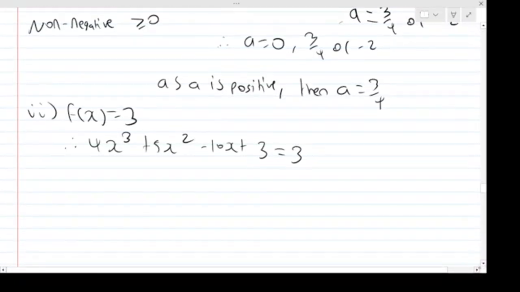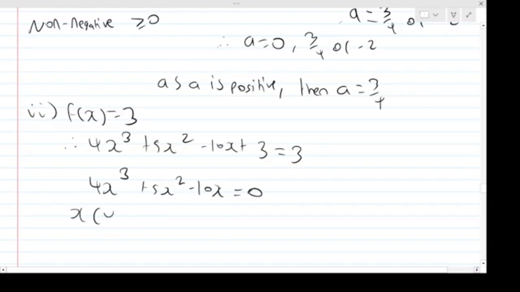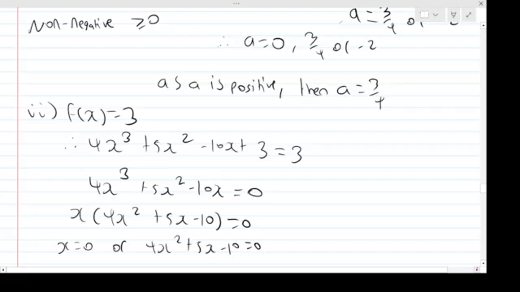And then I can take away 3 from both sides, right? To then get 4x cubed plus 5x squared minus 10x, and then 3 take away 3 is 0, so it's just equals 0 at the end. But I can solve this because then I can factor an x out right away. So then I get x of 4x squared plus 5x minus 10 equals 0. So that means that either x is 0 or 4x squared add 5x minus 10 is 0.